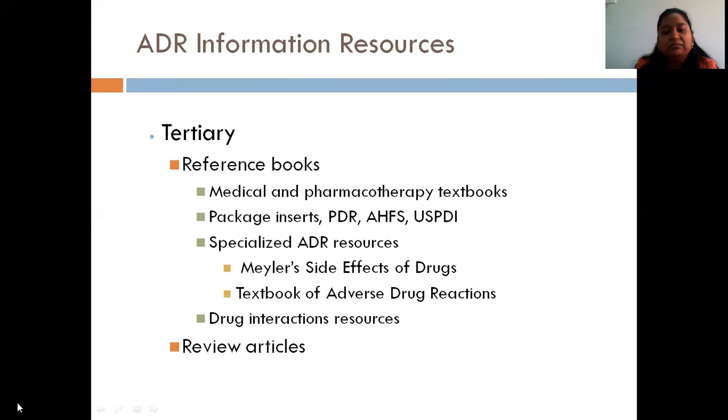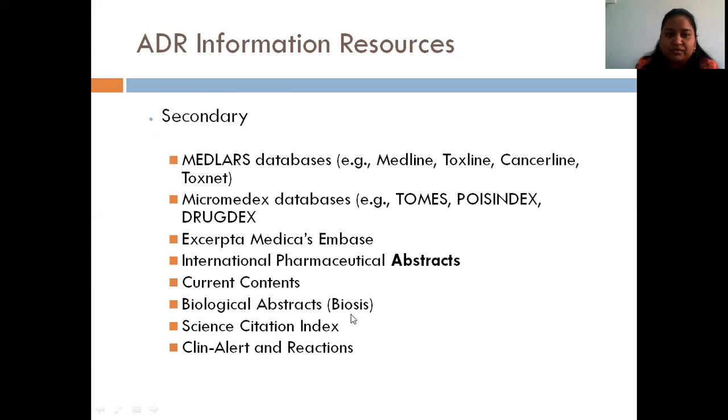The information can be collected from three different sources. First are the tertiary sources. Tertiary sources are reference books, other textbooks, specialized ADR resources, any drug resources, or review articles. From there you can take all the information about the ADR. So the tertiary sources are the reference books or textbooks.